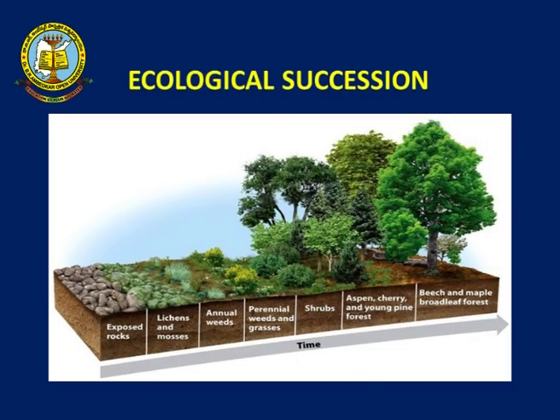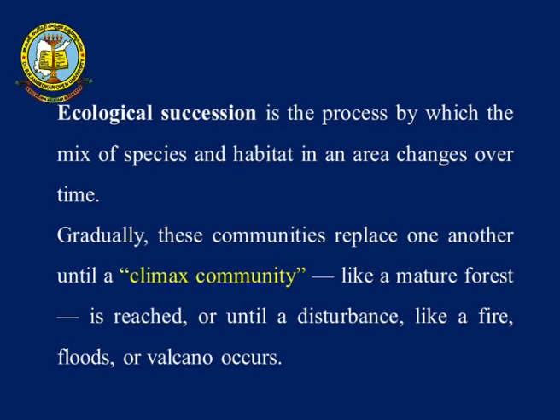Ecological succession. This is again a beautiful topic. What is ecological succession? It is a process by which the mix of species and habitat in an area changes over time, that is, they keep changing. Gradually these communities replace one another until a climax community like a mature forest is reached, or until a disturbance like a fire, flood or volcano occurs.